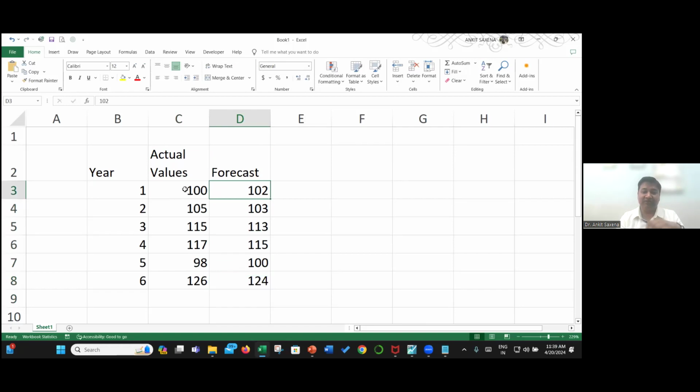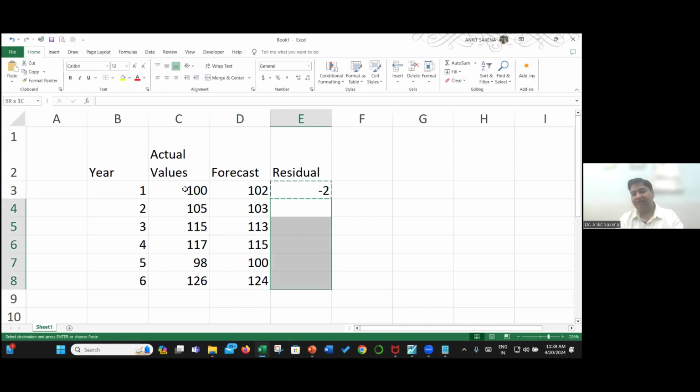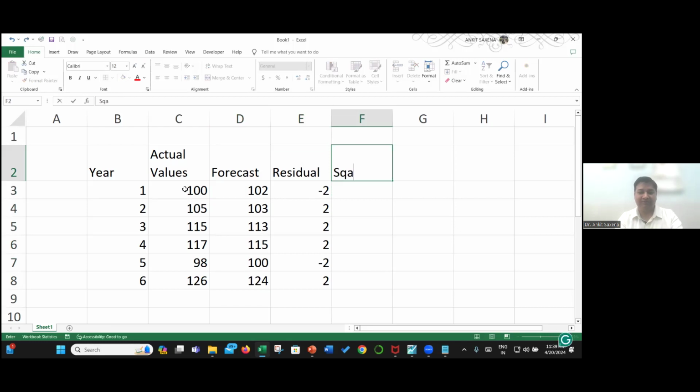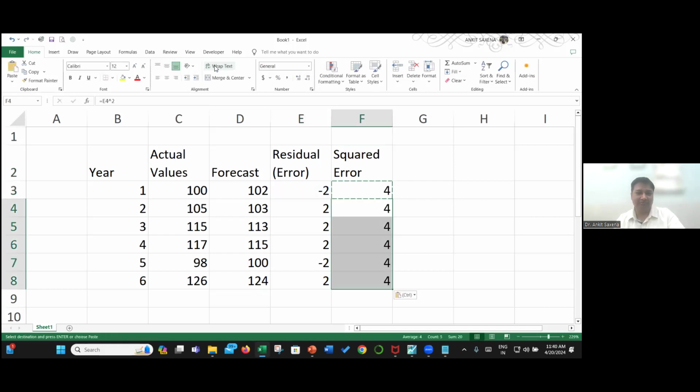In this case, if you see the residual term or the error term, the residual is basically actual values minus the forecasted values. Deliberately I've kept a pattern here. The residuals are 2 or -2 randomly like that. When you square them, this is the squared error or squared residual. Residual and error are one and the same thing, there's no difference. When you square these numbers, you find they are constant.